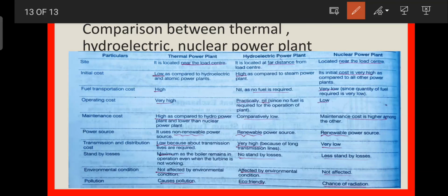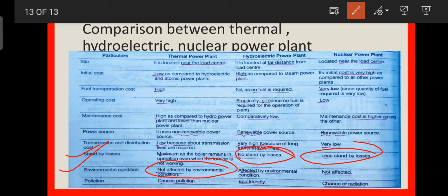And let's see about our standby loss. In thermal, the boiler remains in operation even when the turbine is not working. In hydroelectric power plant, there is no standby loss. In nuclear power plant, less standby loss. And environmental condition: thermal is not affected by environmental condition, but it affects the environment. It pollutes our environment.